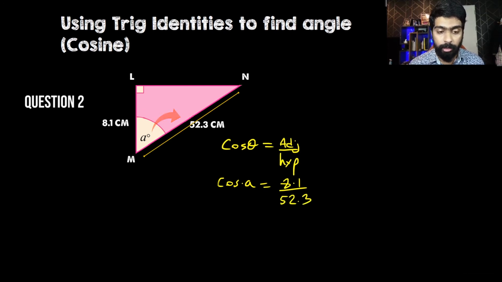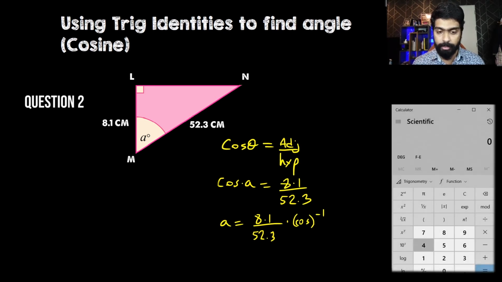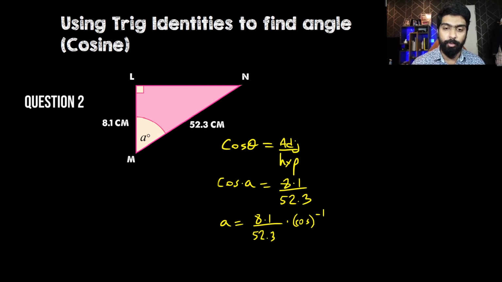Now similarly to the previous question, we are going to move the cos to the other side. So we have 8.1 over 52.3, and what do we have, guys? We have the inverse of cosine, right? So multiply with the inverse of cosine. So first of all, let's find the value of 8.1 divided by 52.3, so we have approximately 0.15, right? So a is equal to approximately 0.15 multiplied with the inverse of cosine.